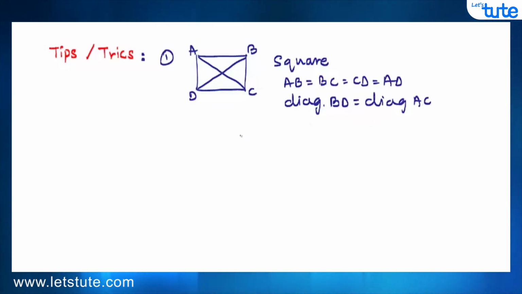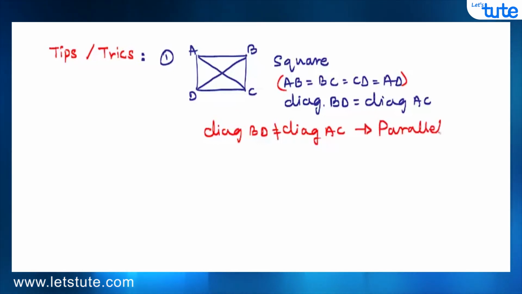Suppose the diagonals are not equal. Let me write in a different color just to differentiate. Suppose the sides are equal but the diagonals are not equal. So you can say that it is a parallelogram.